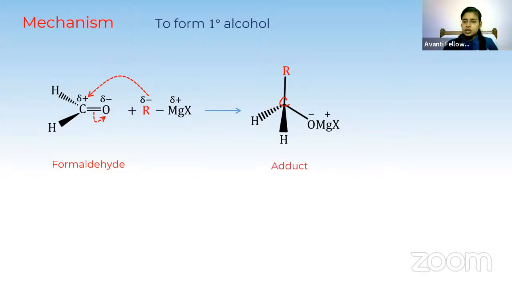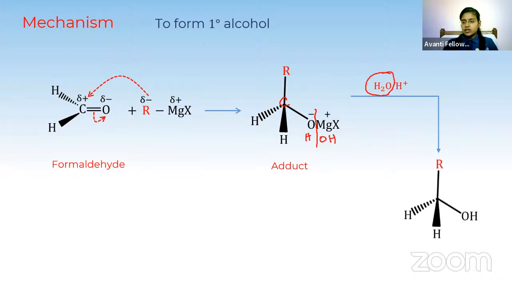So then what we have to do is use H2O and H+. This acid hydrolysis will break the O-Mg bond, and from H2O, H will go here and OH will go here. It will lead to this product, which is the primary alcohol, and MgXOH will form as a byproduct. This is how we prepare alcohols from aldehydes, and not only from aldehydes, but from carbonyl compounds, that is aldehydes and ketones.